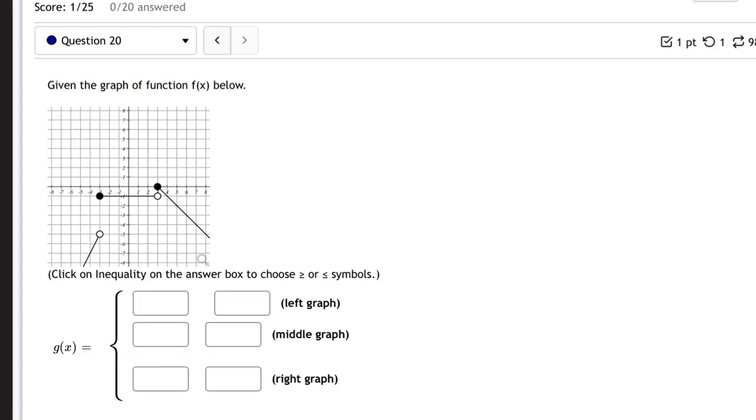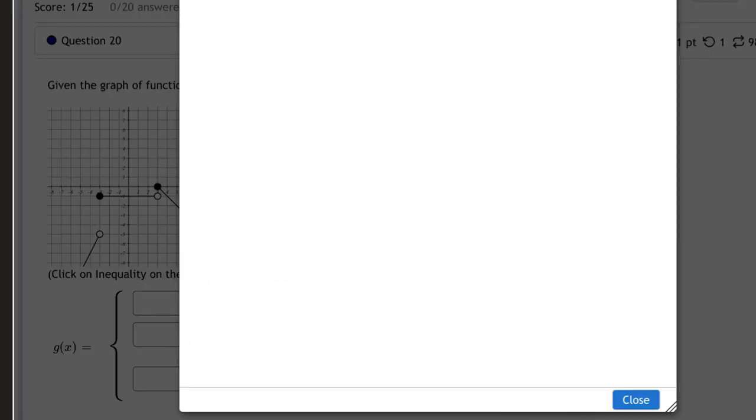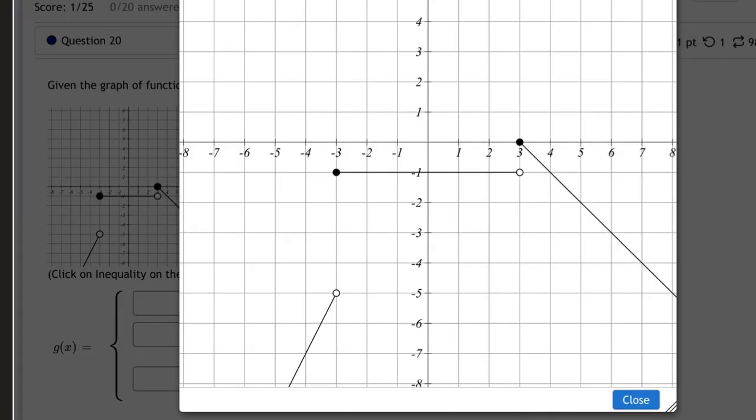All right, I'm going to graph this piecewise function, and I'm going to start with the left graph because that's what it's saying right here, the left graph right here, which is this part right there. I'm going to zoom in, hopefully. There we go. And so this left graph starts all the x values that are smaller than negative 3. So here's negative 3, all the values smaller than negative 3.